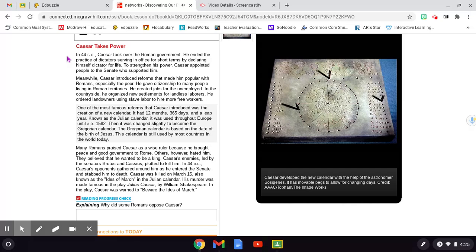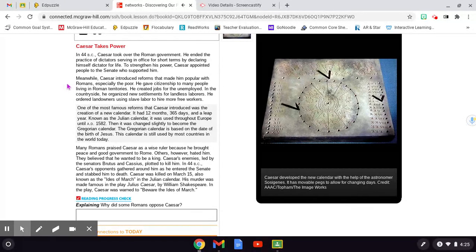He gave citizenship to many people living in Roman territories. He created jobs for the unemployed. In the countryside, he organized new settlements for landless laborers. He ordered landowners using slave labor to hire more free workers.